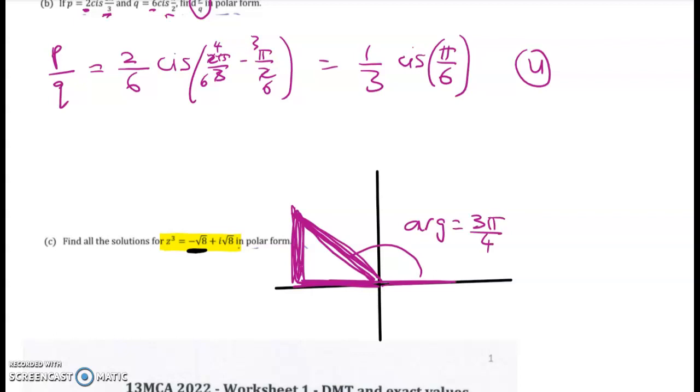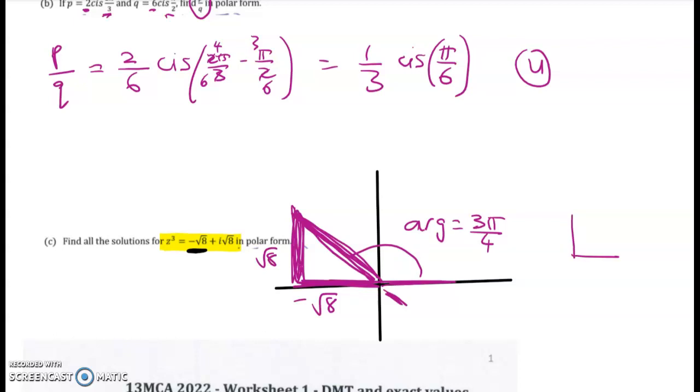Quite a few strong students told me that the arg was negative pi on 4, right? They are different things. Negative pi on 4 is down here. The second thing you can do, because you've got that drawn out, is that you can whack on there your root 8 length here, right? So negative root 8 here, and then root 8 here.